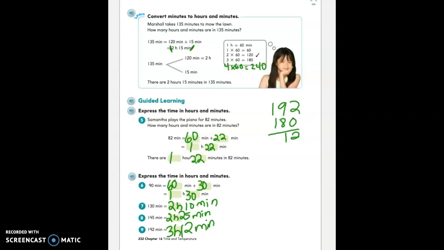So, converting minutes to hours and minutes, this little chart right here is really helpful. So you want to make sure that you have a chart like that.